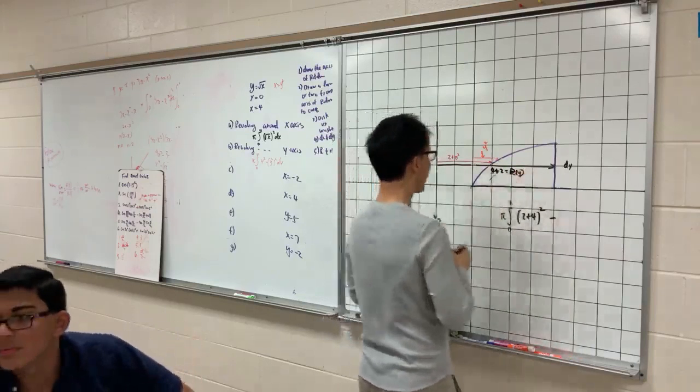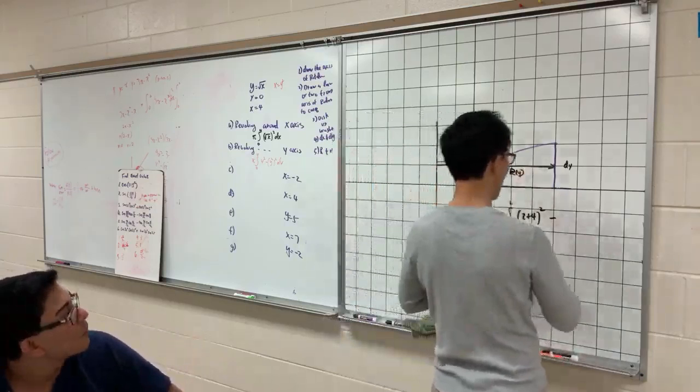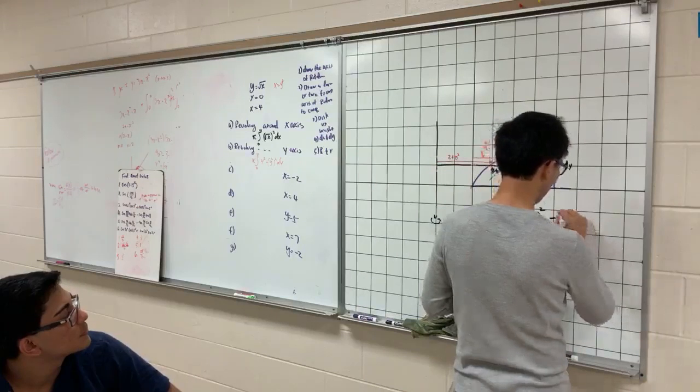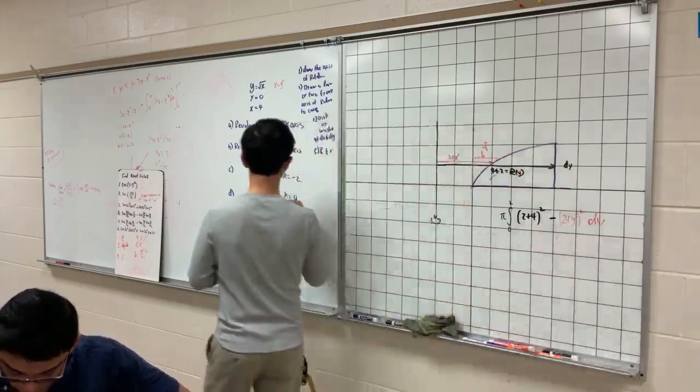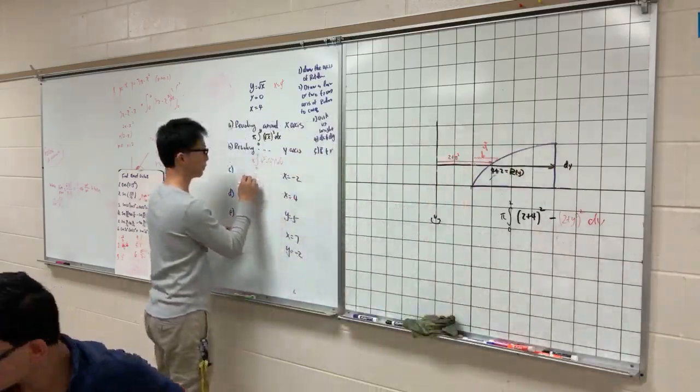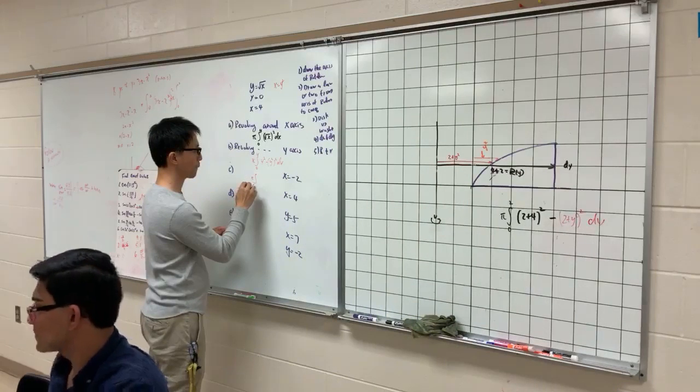So it's going to be 2 plus y squared. You didn't respond to my text a while ago. I thought you were angry.